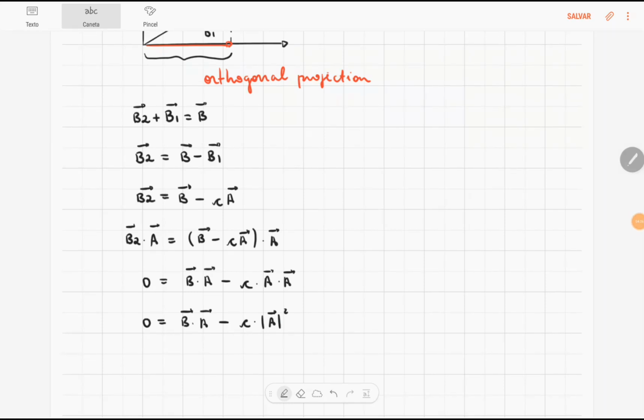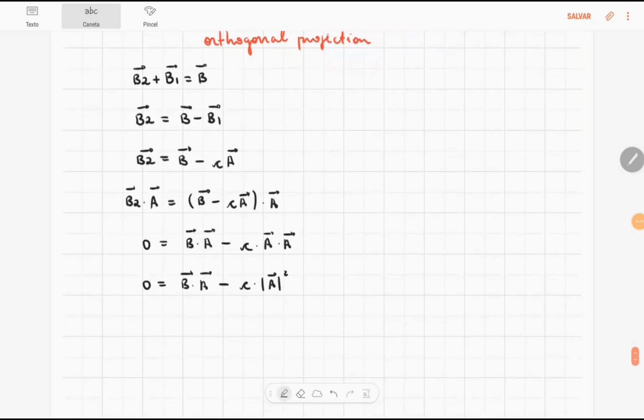If we leave the scalar number C alone, we're gonna have C is equal to dot product between B and A over the magnitude of vector A squared.